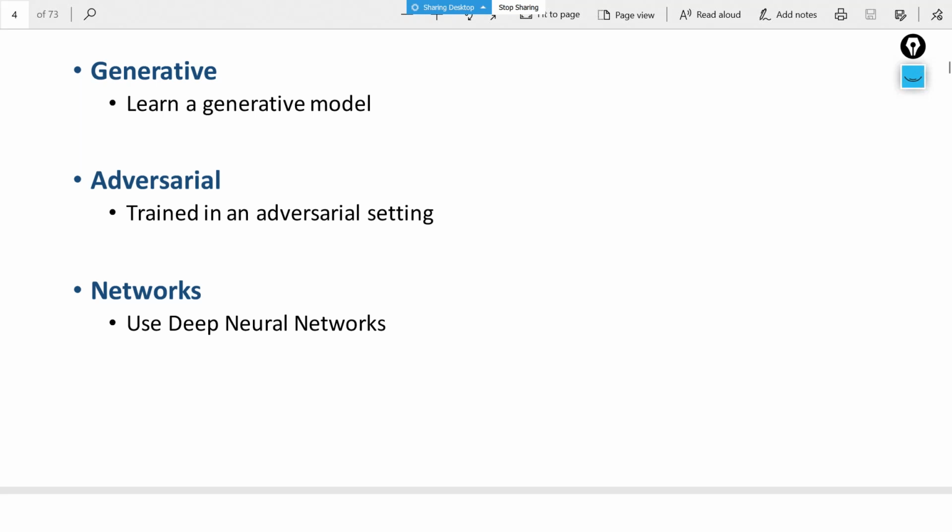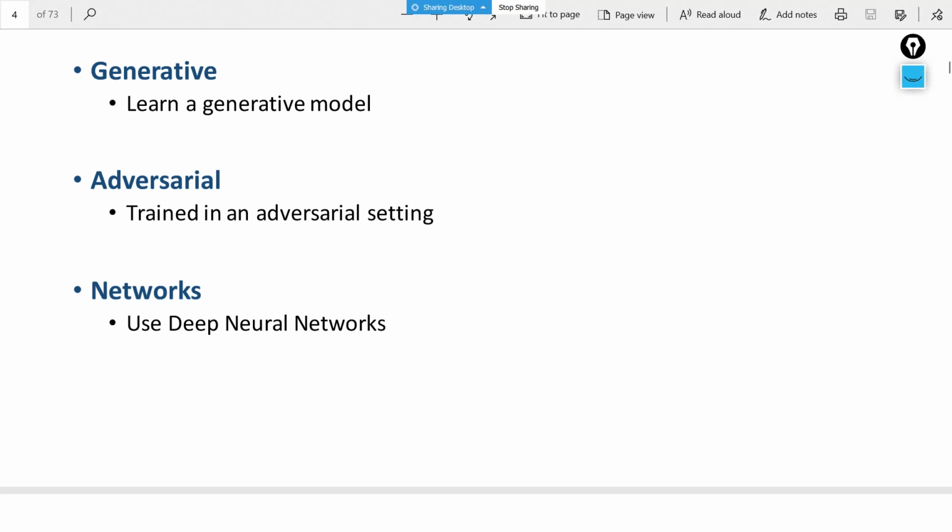Generally, in any computer vision problems we consider, we either do regression or classification. We never do generation like that. So GANs are a new concept where you can generate something new, or generate sample data. The first part is generative. Generative means learn a generative model. We are training a model such that it can generate data.